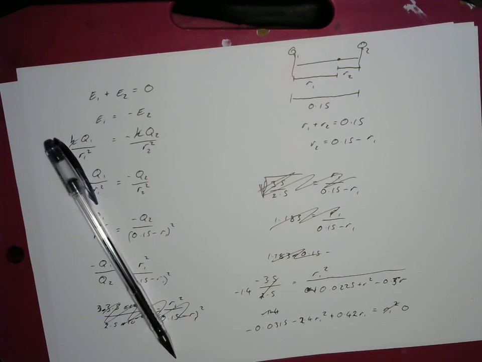What I'm going to do is shortcut myself, and I'm going to go over to Wolfram Alpha and type this quadratic in. Negative 0.0315 minus 2.4 squared plus 0.42x equals 0. I know it's r, but I just deal with x's in my head.